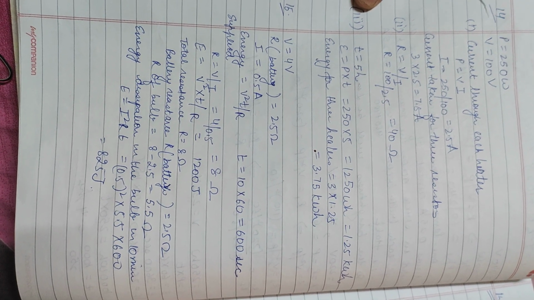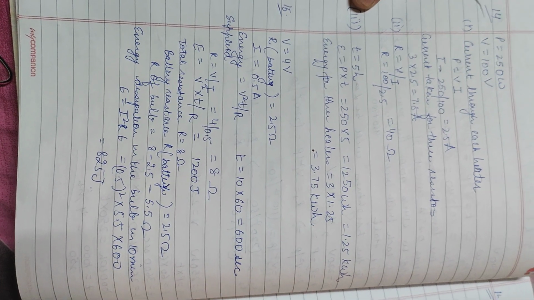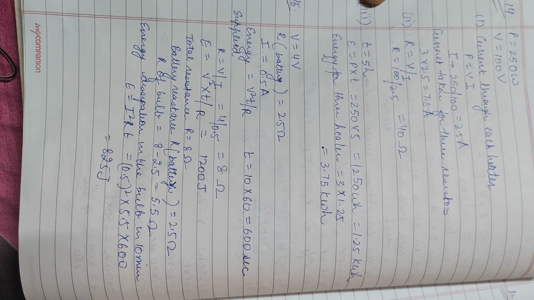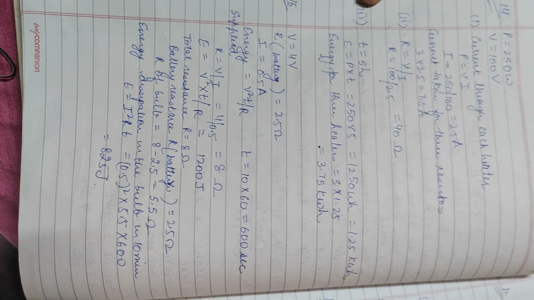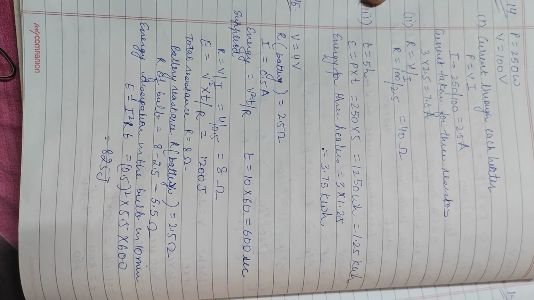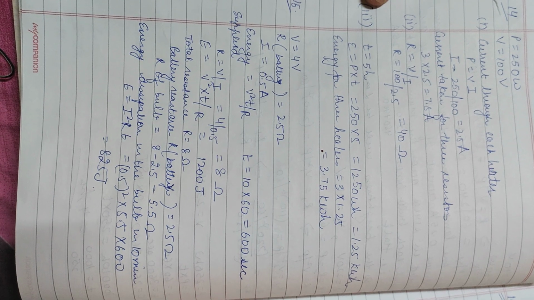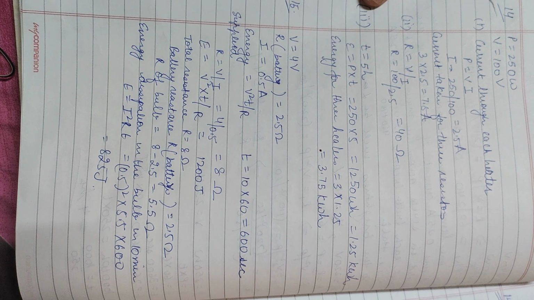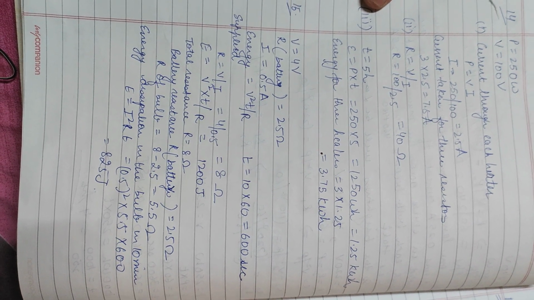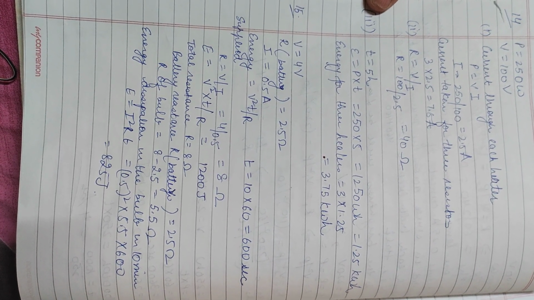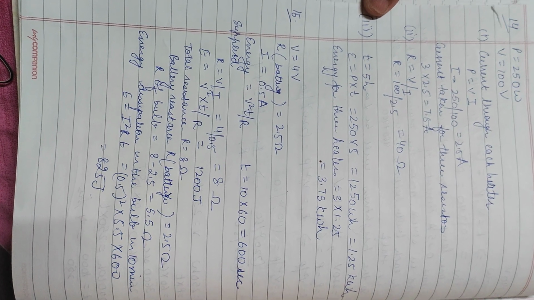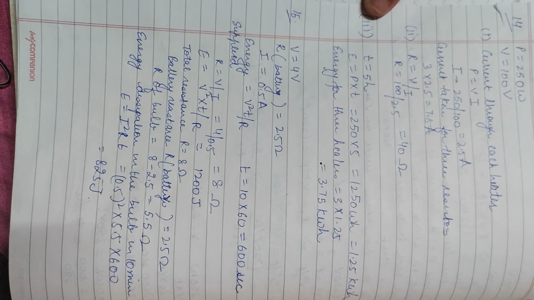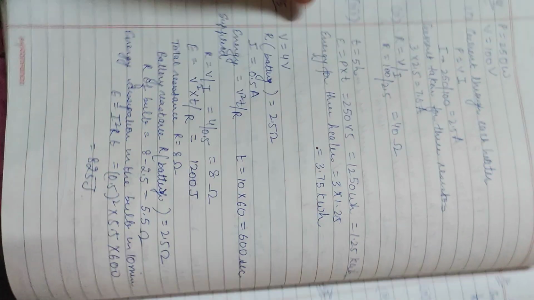Battery resistance is given to us, that is 2.5 ohm. So the resistance of the bulb will be how much? Total resistance minus 2.5 ohm, that is 5.5 ohm. Energy dissipation is equal to I square RT. So the value of I is with you, that is 0.5 ampere. The resistance of the bulb you have calculated, that is 5.5. And T we have already calculated for 10 minutes, that is 10 into 60, which comes out to be 600 seconds. Putting down all the values, you will get the answer.